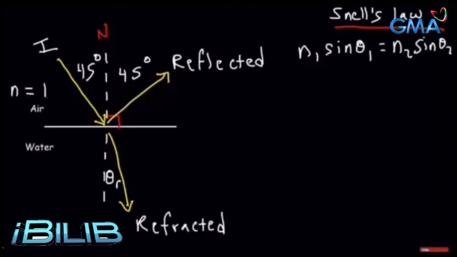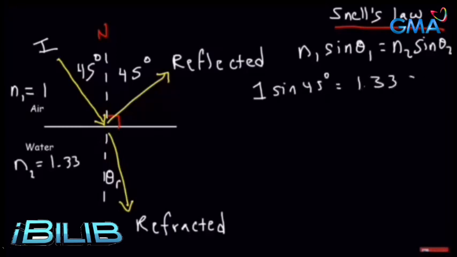The index of refraction for air is approximately 1. For a pure vacuum where there's no molecules in the air, it's exactly 1. The index of refraction for water is 1.33. So with this information, we can calculate the angle of refraction. So n1 we're going to say is 1 and n2 is going to be 1.33. So it's 1 times sine 45, and that's equal to 1.33 times sine theta 2.